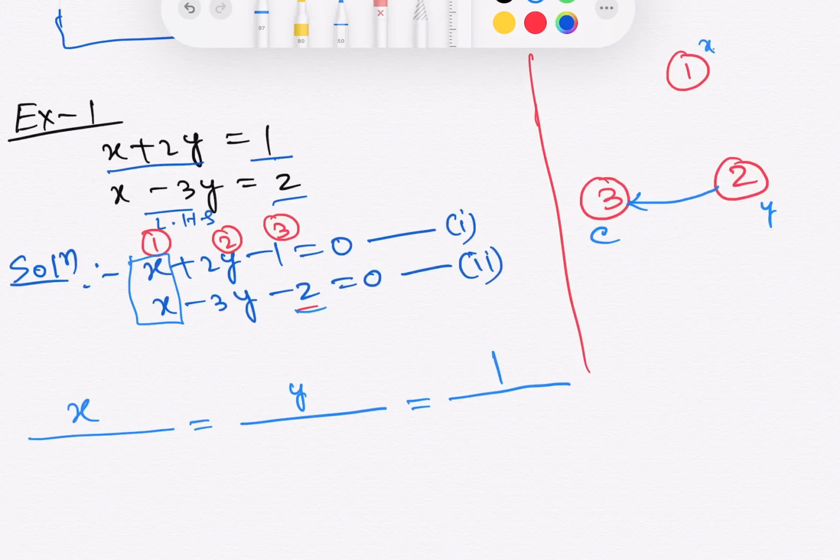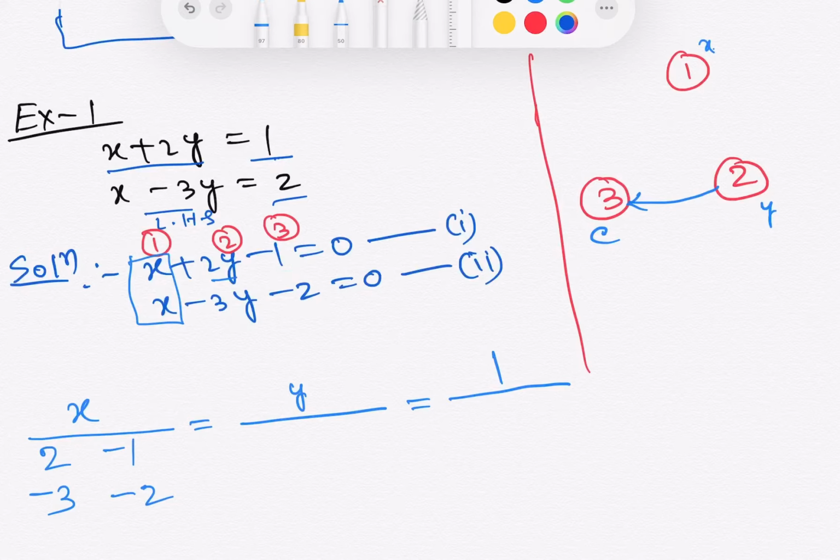So write here first the y coefficient from equation 1, plus 2, and the coefficient of y from equation 2, minus 3. So write here minus 3. After that we write the constant part: from equation 1 minus 1, from equation 2 minus 2. So now our x portion is complete.